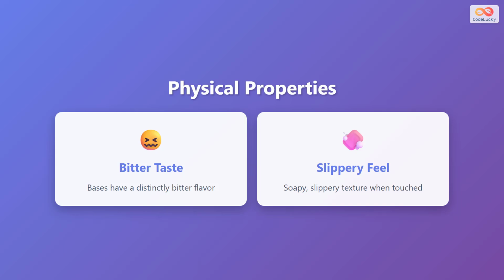Bases have two distinctive physical properties that make them easy to recognize. First, they taste bitter. Think of the bitter taste of baking soda or soap if you've accidentally gotten it in your mouth. Second, bases feel slippery or soapy when touched. This slippery sensation occurs because bases react with the oils in your skin, creating a soap-like substance. However, remember to never deliberately taste or touch unknown chemicals.